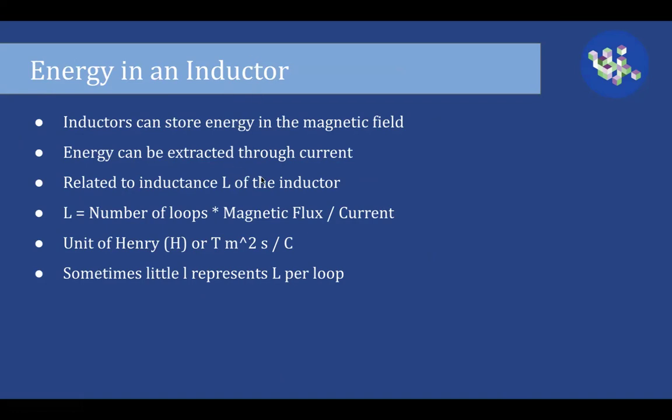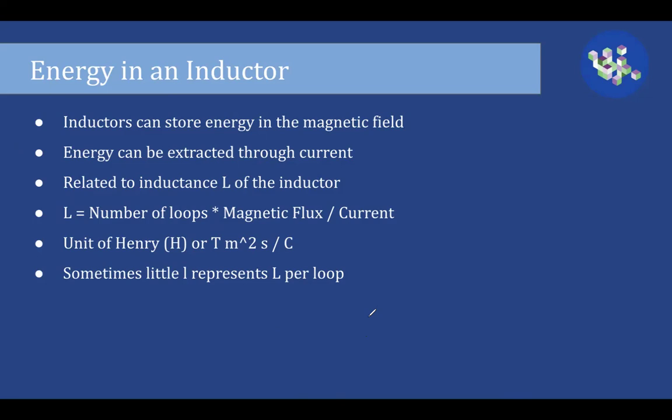So inductors can store energy in the magnetic field. So how is their energy? Well, you will find that it's related to the amount of current that goes through it, which makes sense, right? Because if you have more current, you have more magnetic field, and if you have a greater magnetic field, you expect there to be more energy. That just makes intuitive sense. It's also related to what's called the inductance of the inductor.